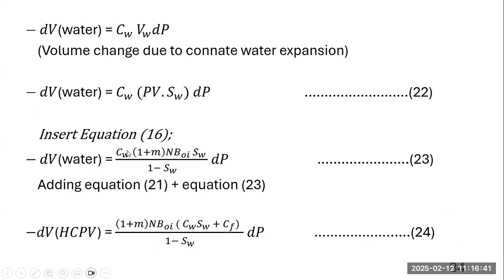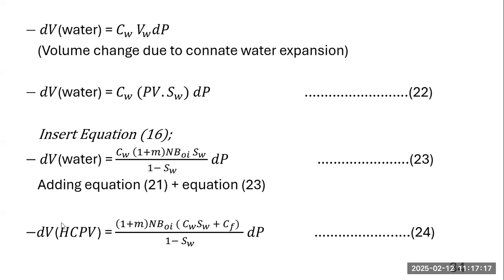Okay, and then if you insert equation 16, the pore volume is 1 plus M NBOI. Remember your pore volume, 1 plus MnBOI. So you have your CW multiplied by your PV multiplied by your SW and dP. Remember we generated 1 minus SW together for the PV. Let me move this up here.